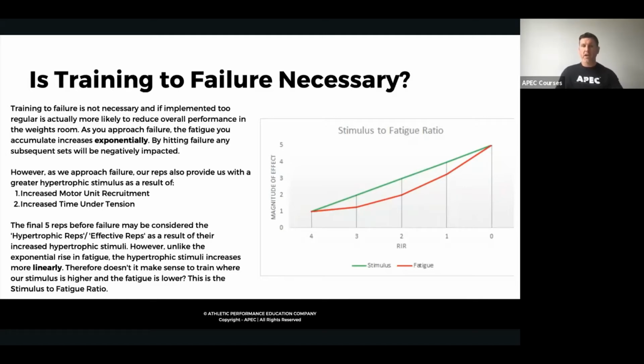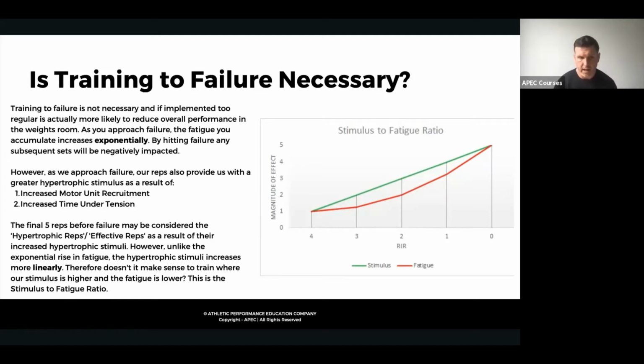However, as we approach failure, our reps also provide us with a greater hypertrophic stimulus as a result of increased motor unit recruitment and increased time under tension. So the last 5 reps of our sets tends to be where the body puts itself into the best or most optimal environment to develop hypertrophy. The final 5 repetitions before failure may be considered the hypertrophic reps or effective reps as a result of their increased hypertrophic stimuli.